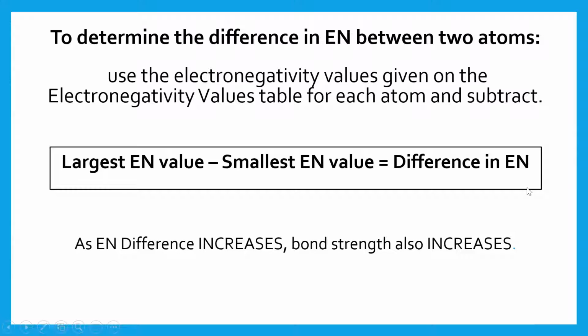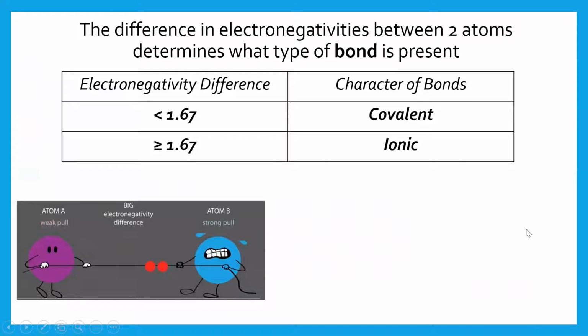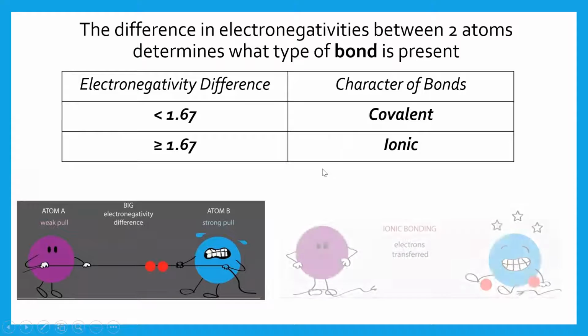Be aware that as this number, the difference, increases, so does the bond strength. So the bigger the difference is, the stronger the bond. Covalent bonds are weaker than ionic. When you're looking at that number you solve for, if it is greater than or equal to 1.67, we classify it as ionic. If it's less than 1.67, we classify it as covalent. However, we should know by this point there are 2 types of covalent bonds.